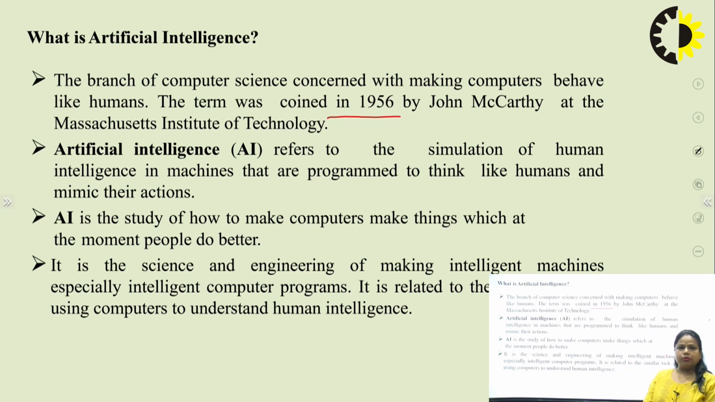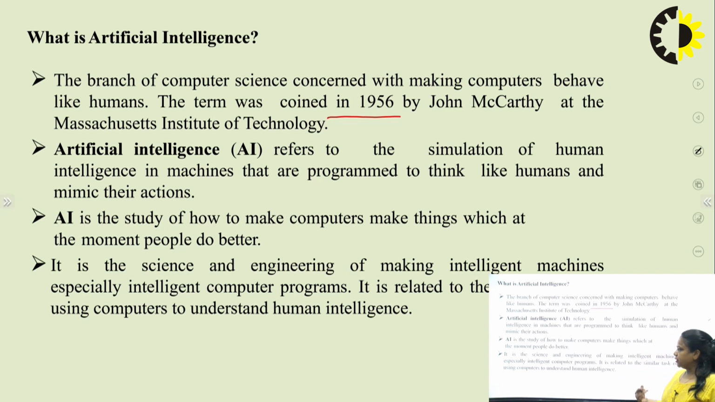Simultaneously, the second definition: AI is the study of how to make computers do things which at the moment people do better. Suppose we are giving certain problems to the students or to a human being. In that situation, how does that individual solve that problem? Similarly, we have to design or prepare those types of computers so that they can mimic the actions of human beings.